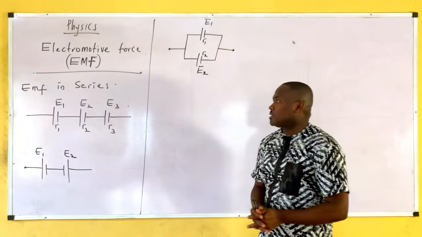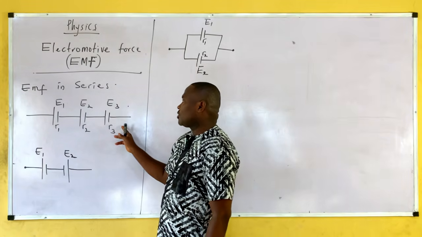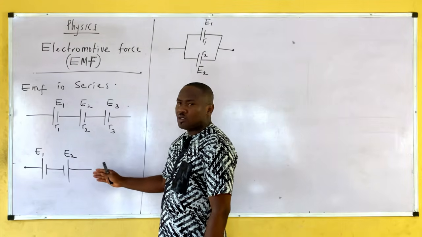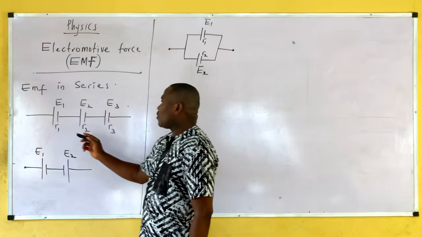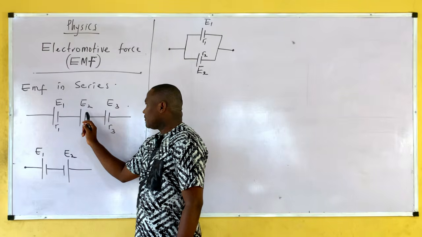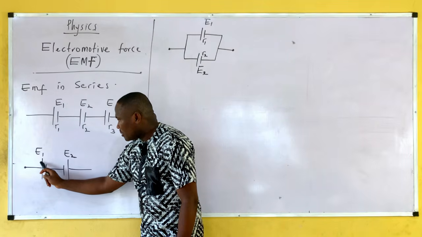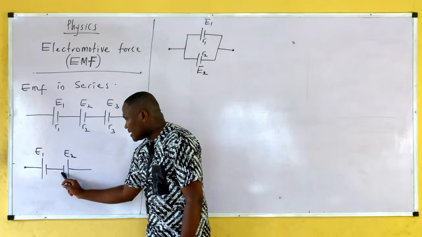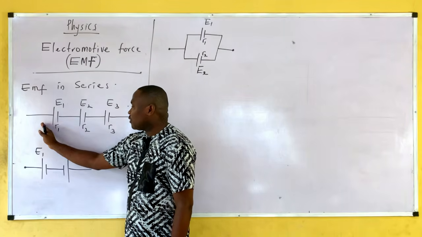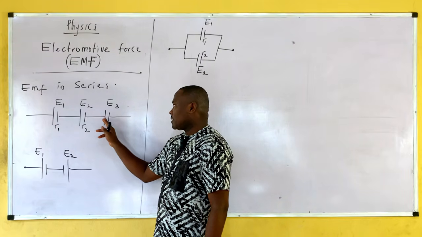Now let's see EMF connections. Now we have a series connection of EMF and we have two different cases. What are the two different cases here? We have one positive, negative, positive, negative, positive, negative. But look at this second diagram: positive, negative, negative, positive. So the arrangement has been changed, but this one is following a sequence: positive, negative, positive, negative, positive, negative.